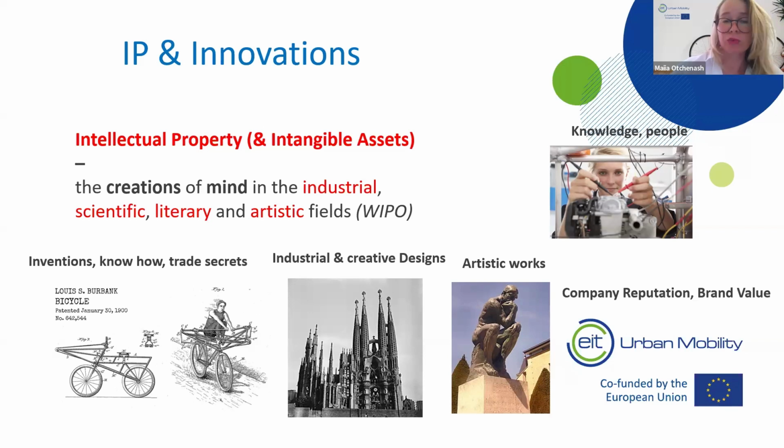And roughly, we can divide intellectual property assets into two blocks, which are industrial property and intellectual property. Yeah, so if we deal with industrial property, we are dealing with inventions, know-how, trade secrets, designs, also brand values, also company reputation, and all related to industry assets. And when we deal with the concept of intellectual property per se, that's basically mostly about artistic works, literary or scientific fields. Also, knowledge and people, not the traditional understanding of intellectual property assets, but still they are also considered as intellectual property elements.